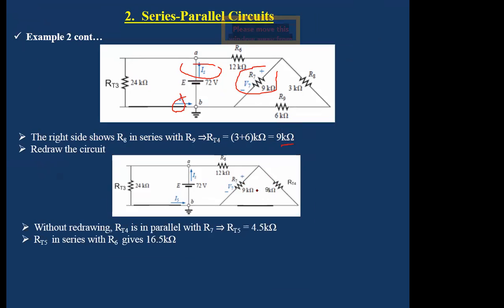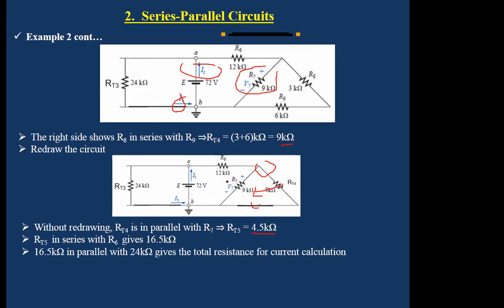Now the 9 ohm and the 9 ohm are in parallel. Since you want to calculate the voltage, there is no harm in combining these two because since they're in parallel, they still have the same voltage across them. So 9 and 9 in parallel is 9 over 2, you get your 4.5 there. And then it's now in series with 12 kilo ohms, and you get your 16.5 kilo ohms.